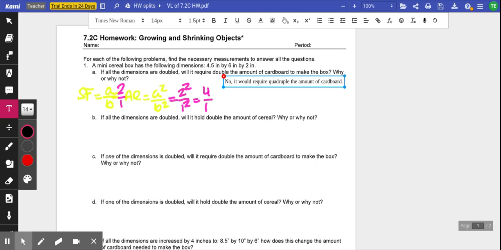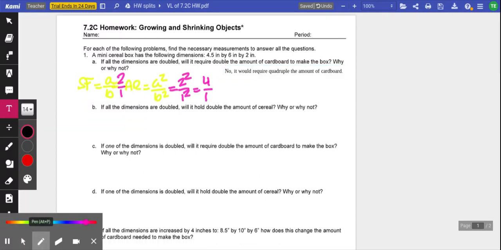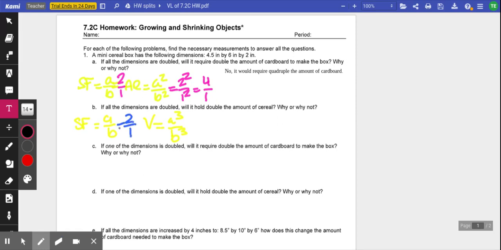Okay. B, if all the dimensions were doubled, will it hold double the amount of cereal? So now we're talking about scale factor again, and we know if the scale factor is A to B, then it's talking about holding the amount of cereal. Well, that's volume. Volume is not one-dimensional, it is three-dimensional. The volume would be A cubed to B cubed. So if we were to make the dimensions doubled, that'd be 2 to 1 here. Our volume would not be doubled, it would be 8 times as much. So no, it would hold 8 times as much cereal.